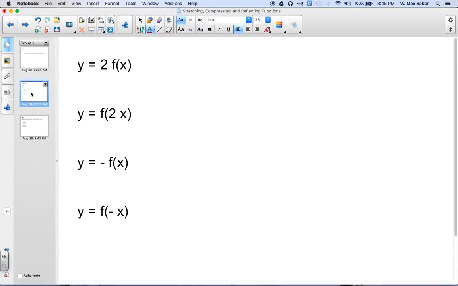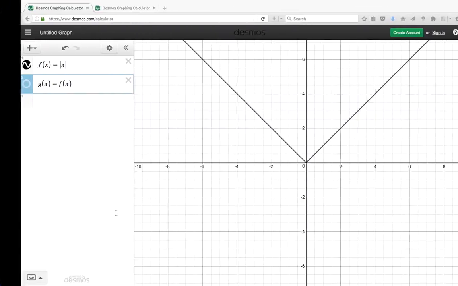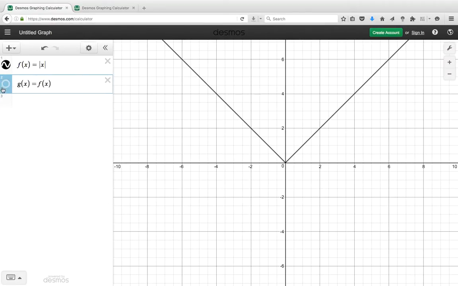So, these are the four questions that we're going to look at. What happens when we multiply outside, inside, or put a negative sign outside the entire function or inside the entire function? So we're going to start with some parent function. For this case, I'm going to use the parent function of absolute value of x. So the black is going to be the absolute value of x. And the red graph is g of x, which takes in f of x right now, but I'll be changing it over the course of the video.